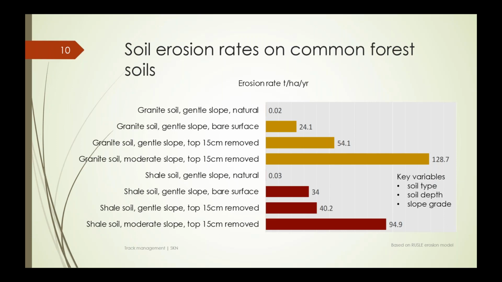So you can see also in terms of the soil differences, our granite soil is typically a little bit more erodible than a shale soil. But again, we have the same trend in the shale soil as we've got in the granite soil. We've got a very low natural erosion rate, which increases by the order of about 100-fold when we take the vegetation and that protective layer of plant roots and leaf litter off.